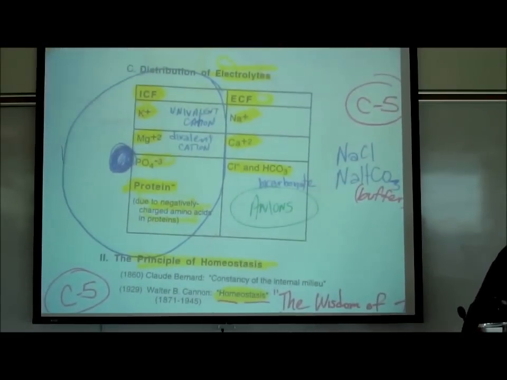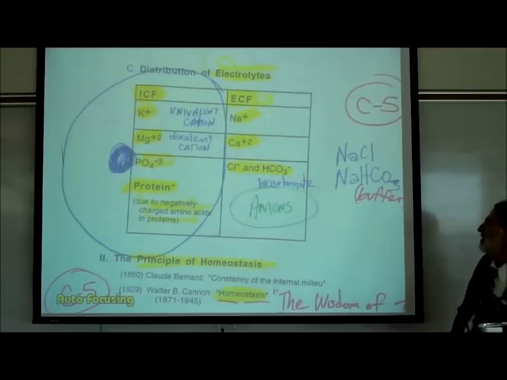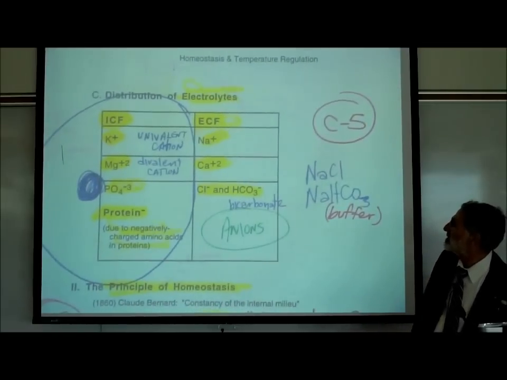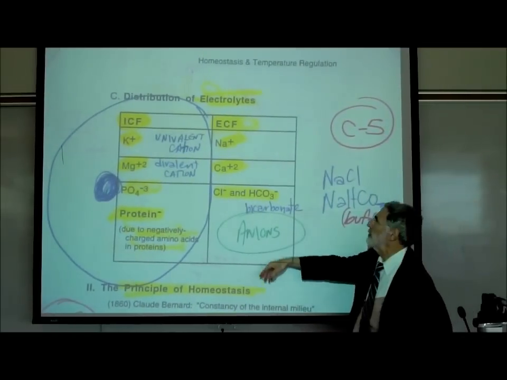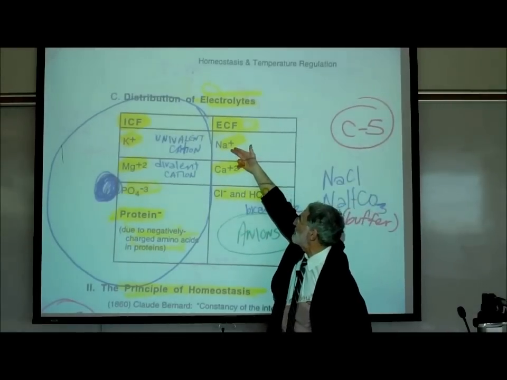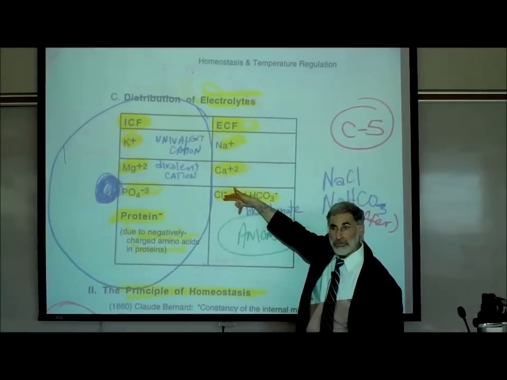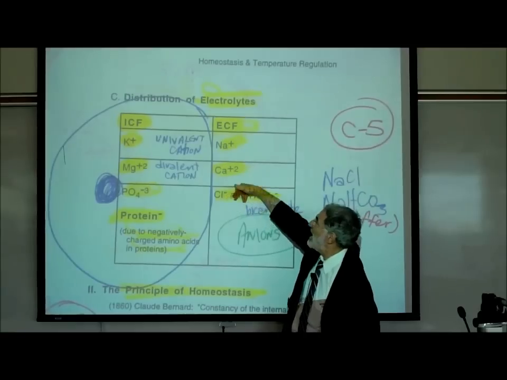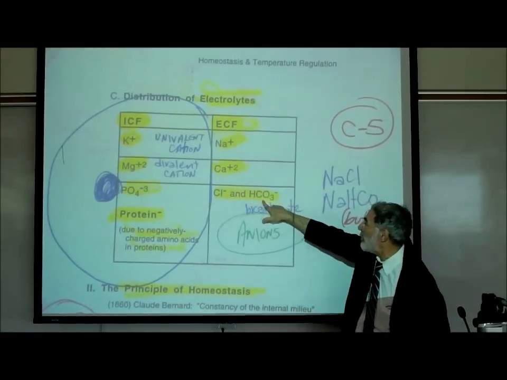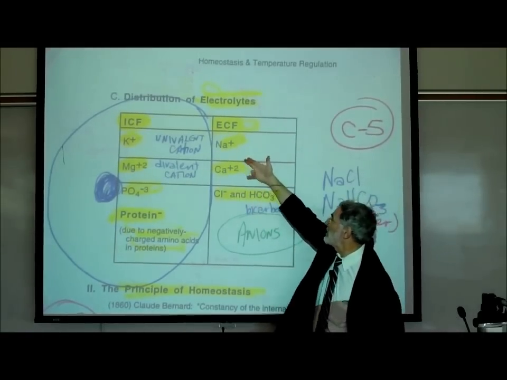Those are the major anions in the extracellular fluid. Notice that in the extracellular fluid, there's a lot of sodium and chloride. In other words, salt in the extracellular fluid. And there's sodium bicarbonate.